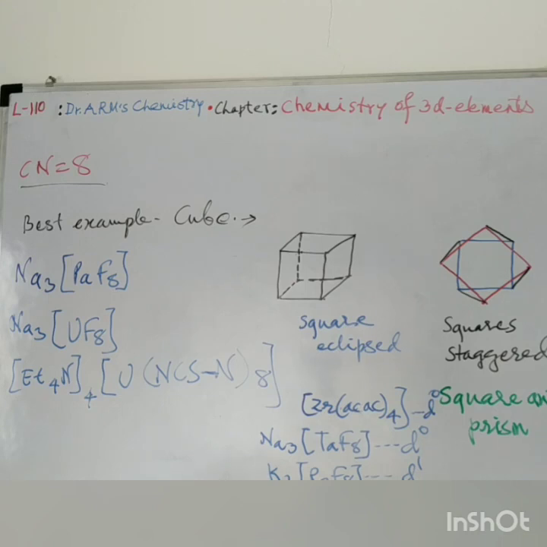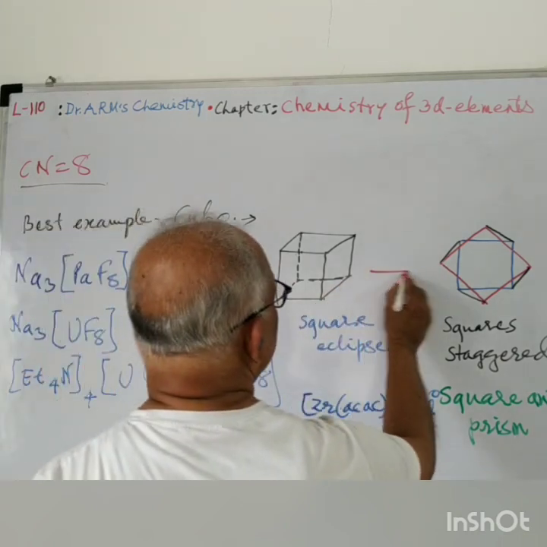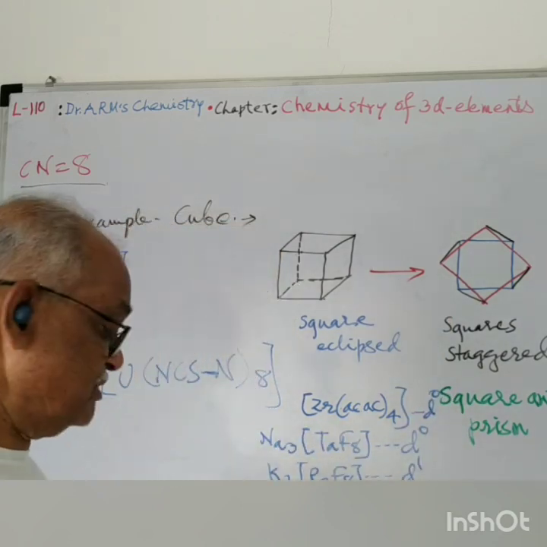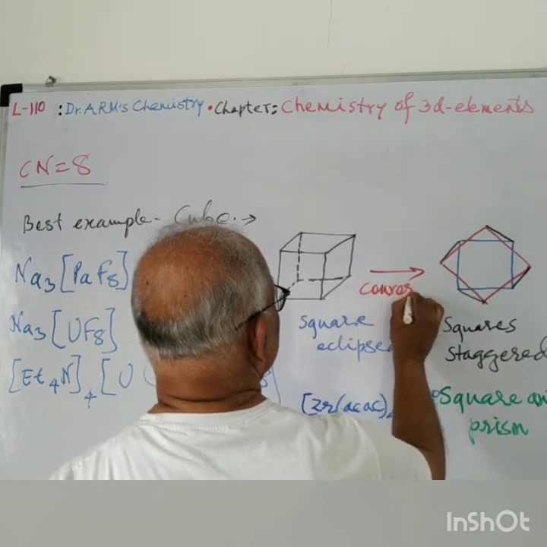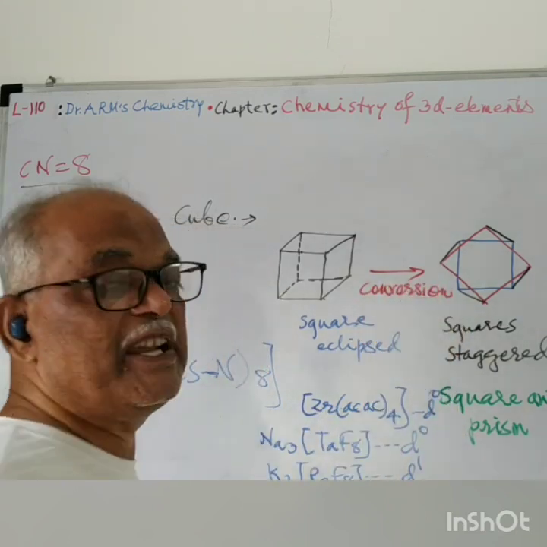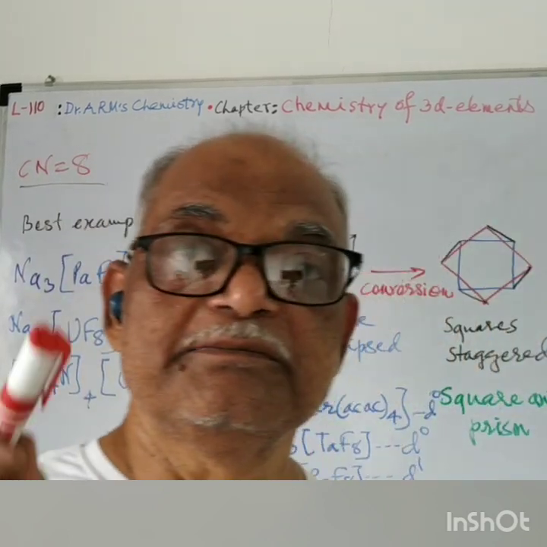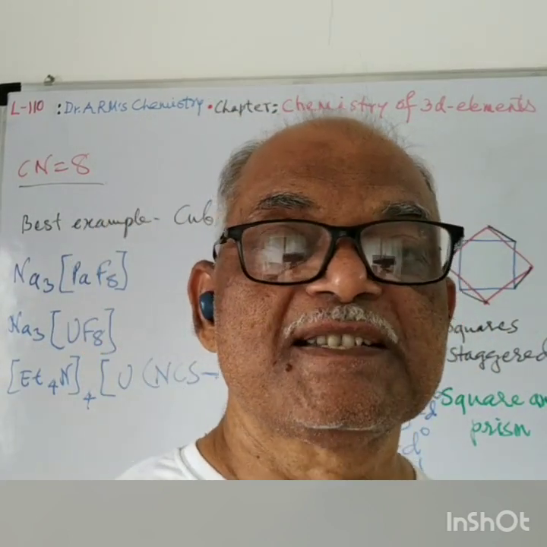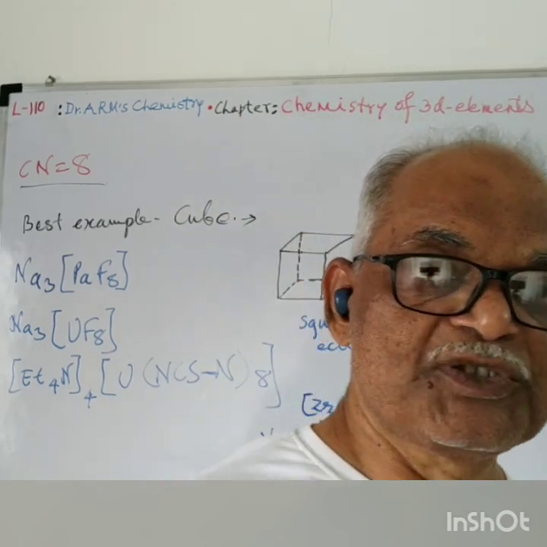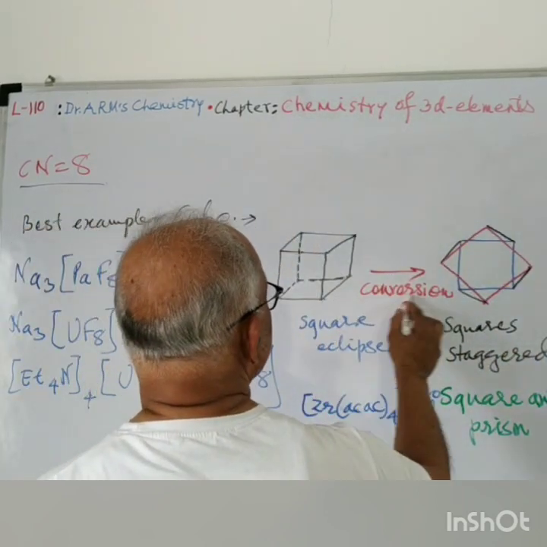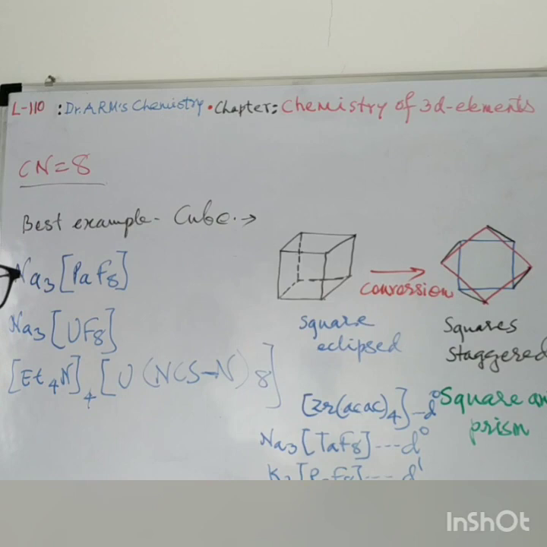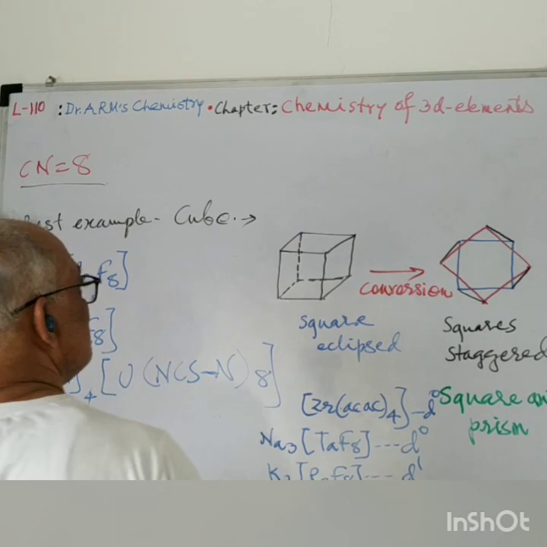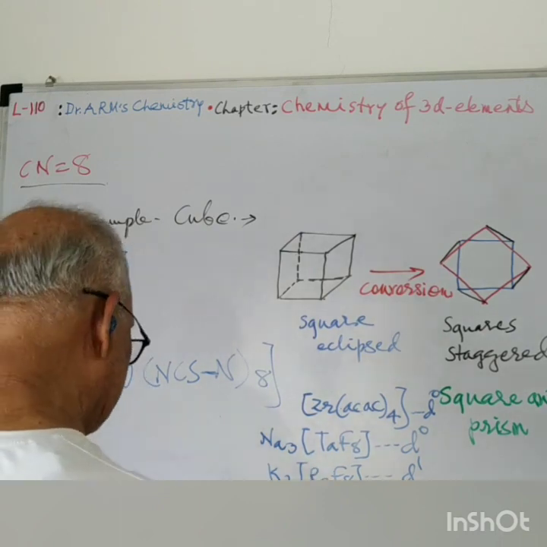So here you will find that this structure is converted into this, that is, interconversion takes place in order to minimize or reduce the steric effects. So steric effects are reduced by this conversion. The regular structure moves away, that is, it gets distorted, and it gives the staggered structure.